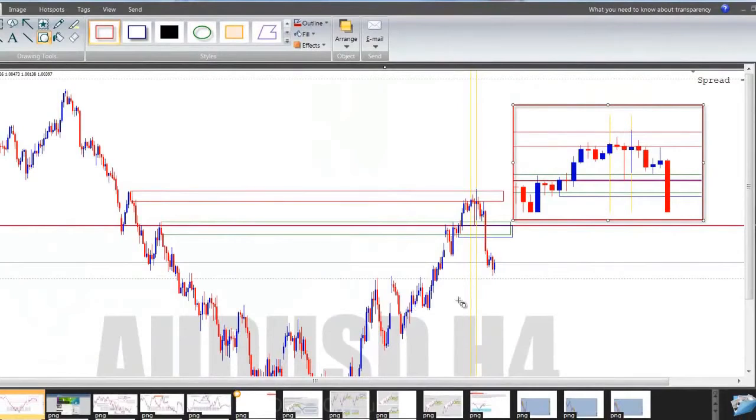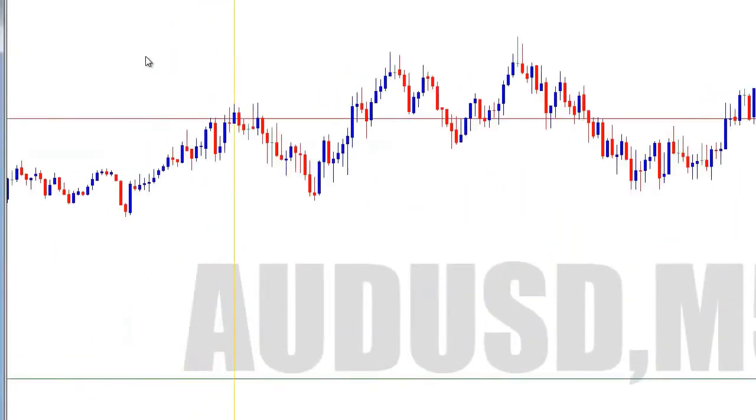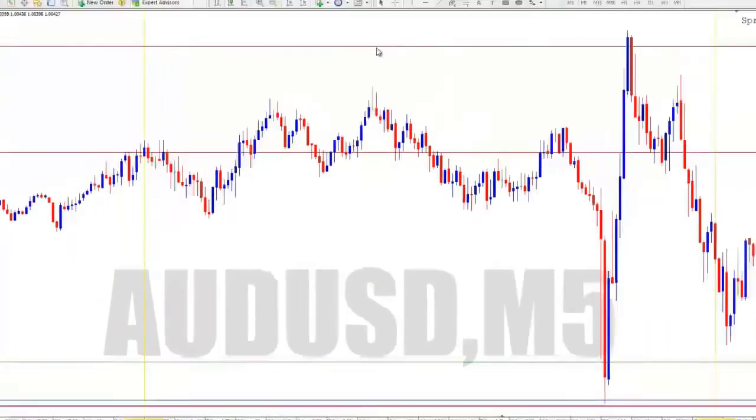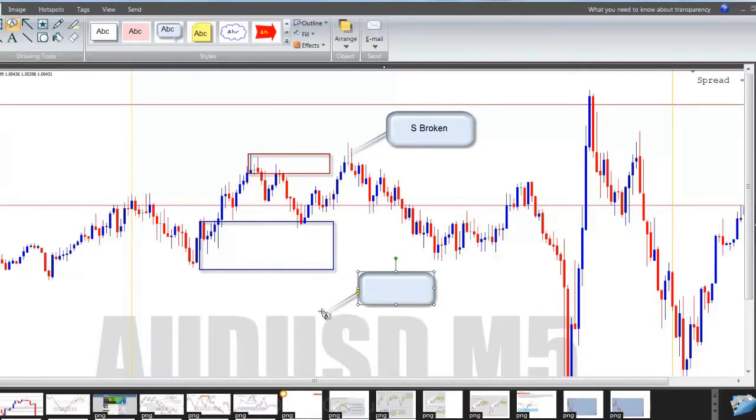And then back over to here, into our M5. So then we can save this. Demands and what's been happening here. Supply. And then we have demand. We have supply broken. We'll write in supply broken there. Here we have demand touched.